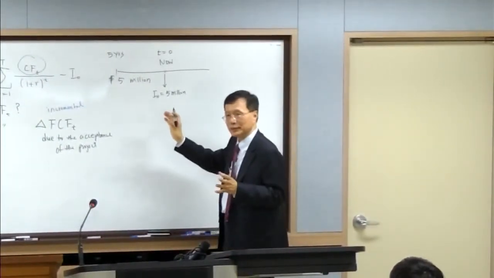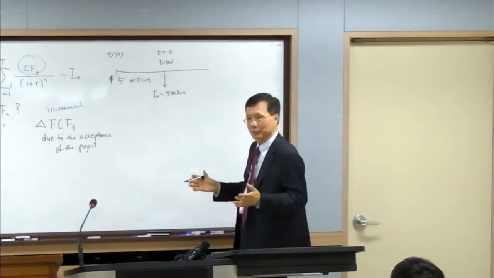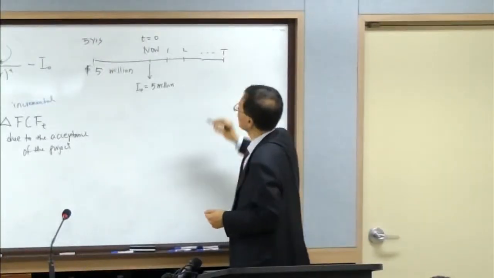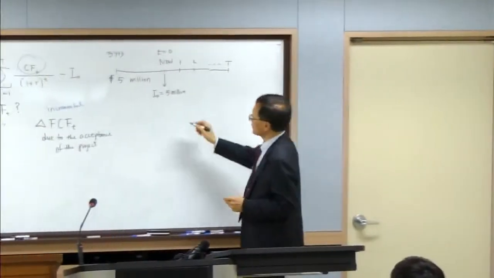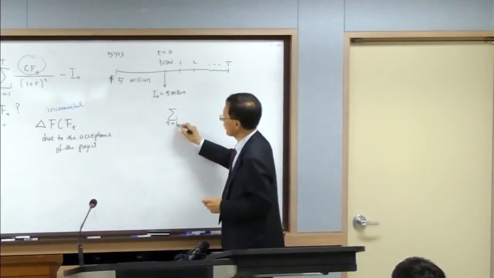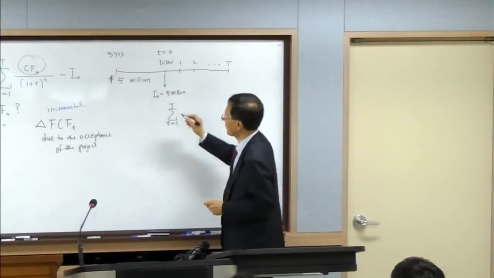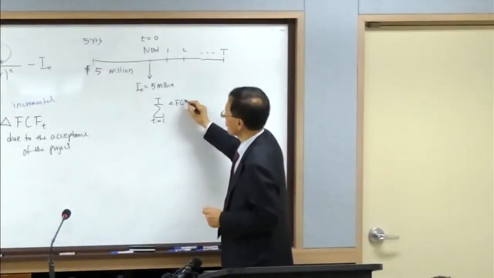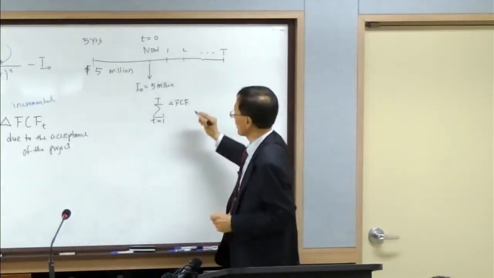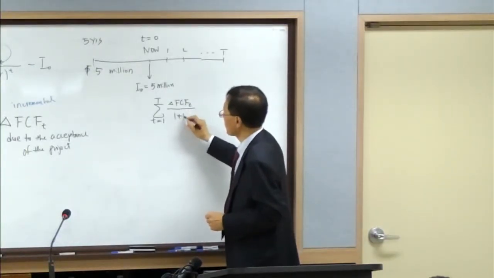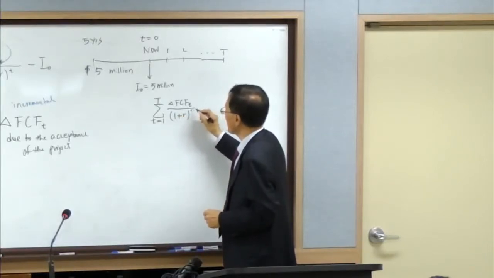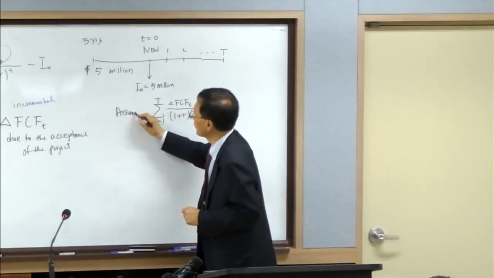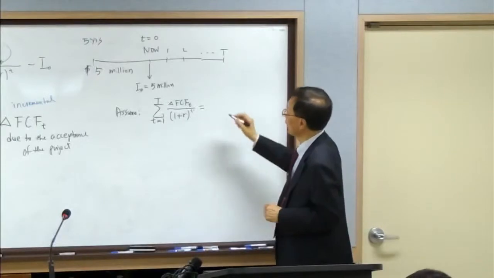And if this product is successful in the market for some T years, the present value, T starting from 1 through T years, of the change in free cash flows because of this project, discounted by the appropriate discount rate R, let's suppose that this is equal to, just assume, $8 million.